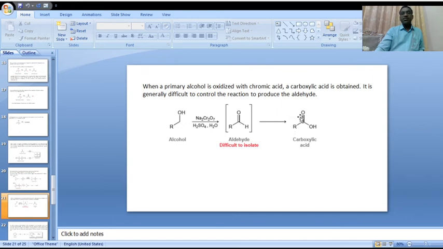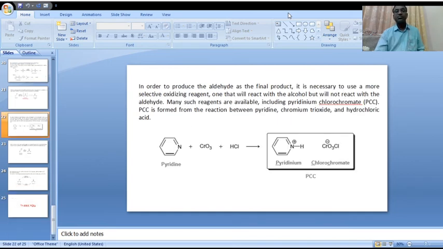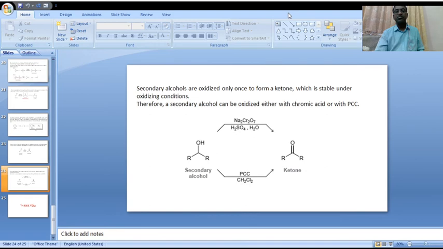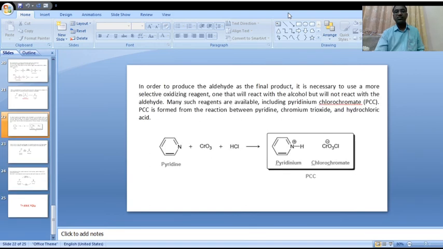Generally, primary alcohol in the presence of chromic acid produces carboxylic acid. The major compound, carboxylic acid, is formed in this reaction. Okay. The remaining three slides are available. Here please concentrate.